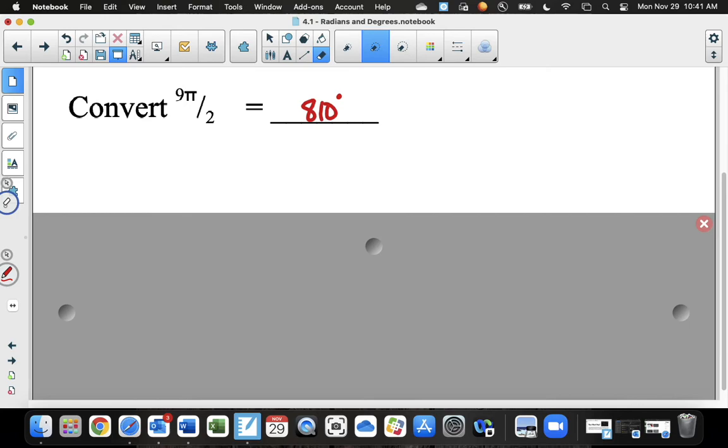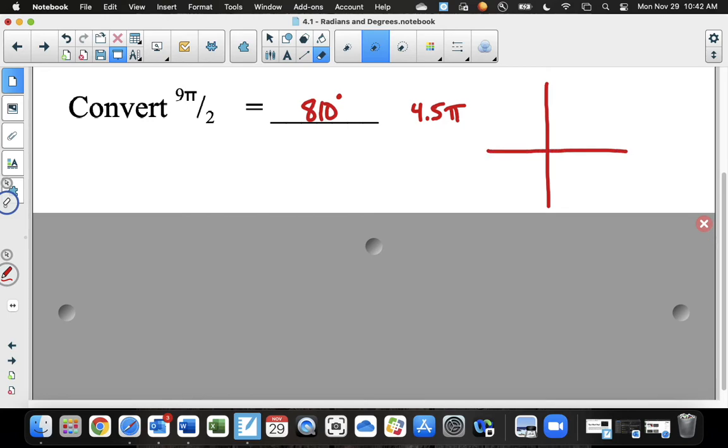Okay. Now, let me see if again we can start to make a connection between the picture, if you will, and the radians and the degrees. Agree, by the way, that 9 pi over 2 is really just 4.5 pi? Yes? Okay. Here's the idea.